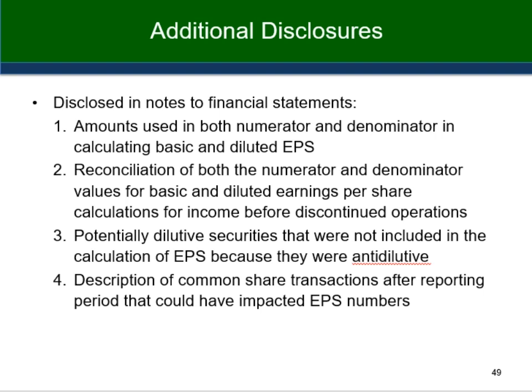You'd also have to include a description of common share transactions that occur after the reporting period that would have significantly impacted the earnings per share numbers. So any new issue of shares, a large number of new shares issued or something like that, would need to be included as well.